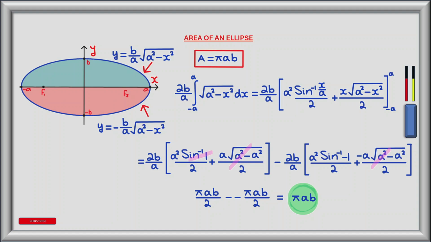Sine to the minus 1 of 1 evaluates to pi by 2, which we multiply by a squared divided by 2 and then further multiplied by 2b over a. This evaluates to pi ab over 2. And sine to the minus 1 of minus 1 evaluates to minus pi by 2, which we multiply by a squared over 2 and then further multiply by 2b over a. And this evaluates to minus pi ab over 2, which we subtract from pi ab over 2. The two negatives become a positive, and this gives us a final answer of pi ab, which is the area of an ellipse.